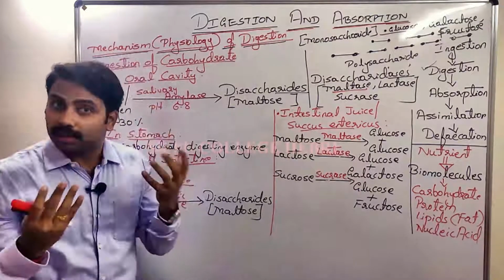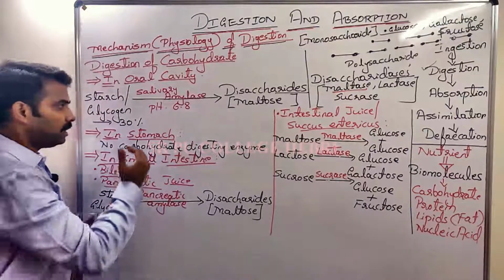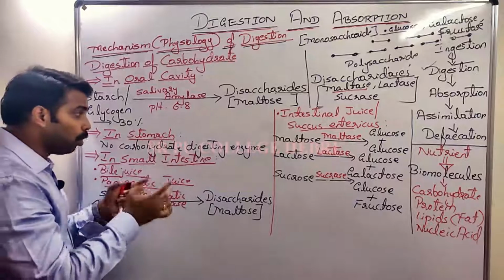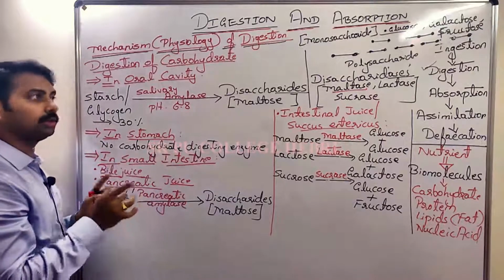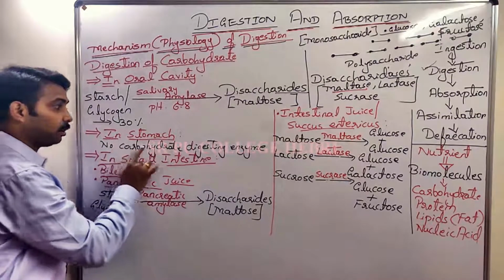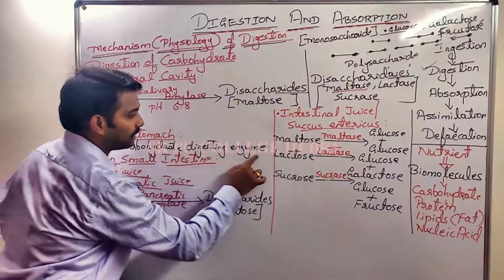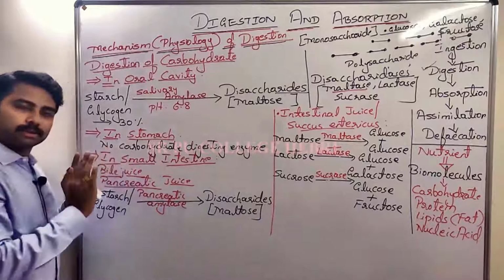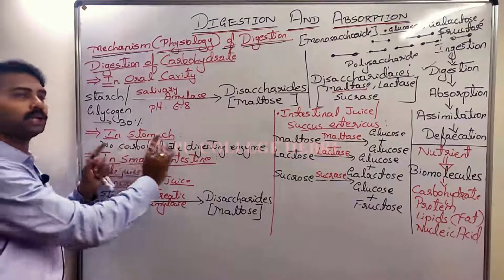We do not keep it for a long time. Now the remaining food comes to the stomach, but there is no carbohydrate digestion. Why? Because there is no carbohydrate digesting enzyme in the gastric juice. If you do not write this also, no issue in the exam, but you should know it.